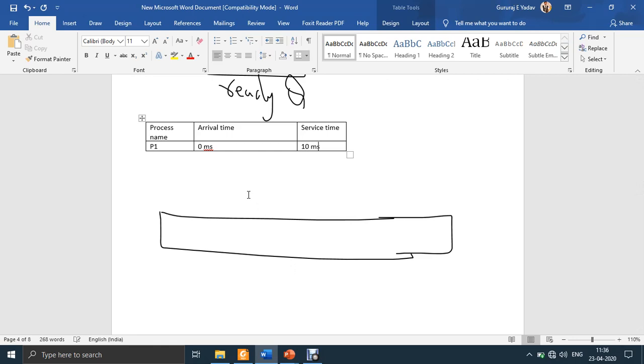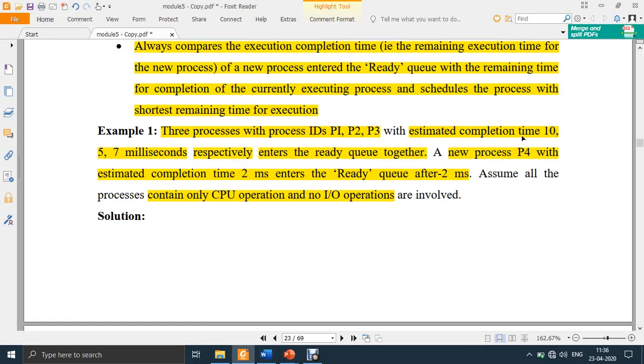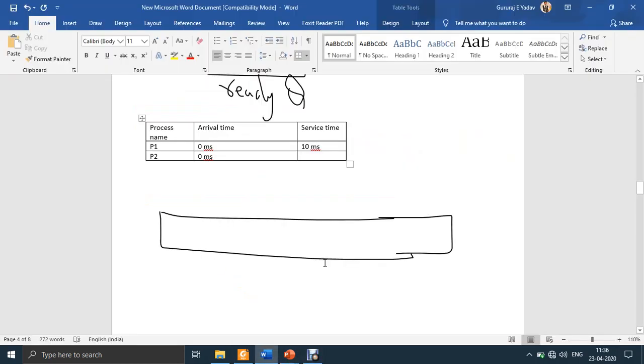Right? So what is the next process present in the ready queue? It is P2, and it has again arrived at 0 milliseconds only. What is its service time, the estimated completion time of P2? It is 5 milliseconds. Remember, it is 5 milliseconds.